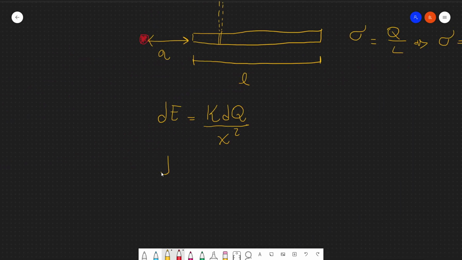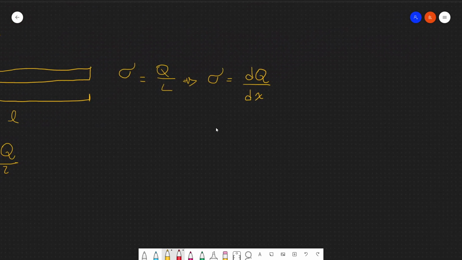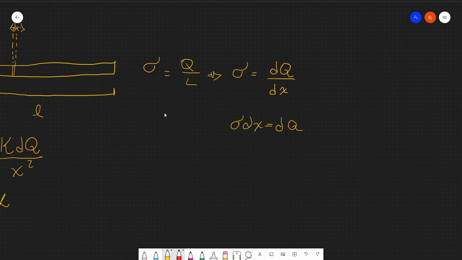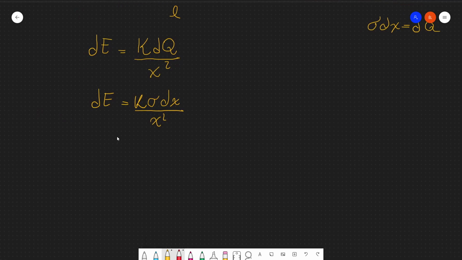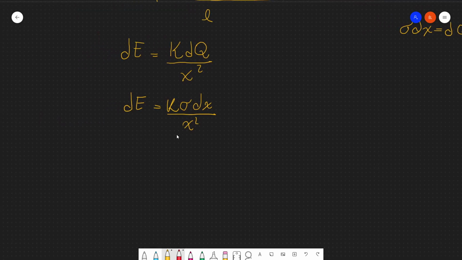Therefore, you could write this as the following equation. K, instead of writing dq, we can isolate dq here. It will be sigma dx equals dq. So really, we can just write sigma over here, dx over x squared. Now it's much more manageable to integrate both sides of the equation. And if we integrate both sides of the equation, the integral of dE is just E, and then we have k sigma dx over x squared.